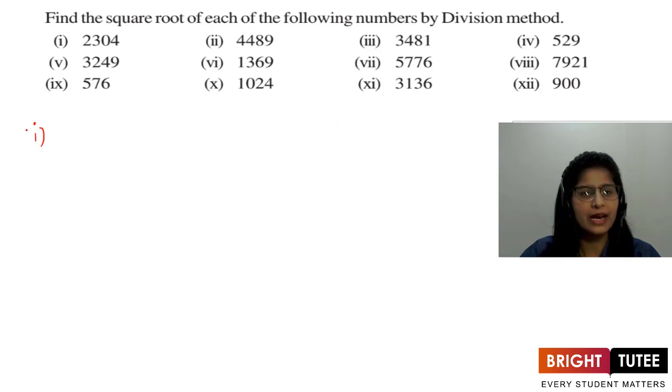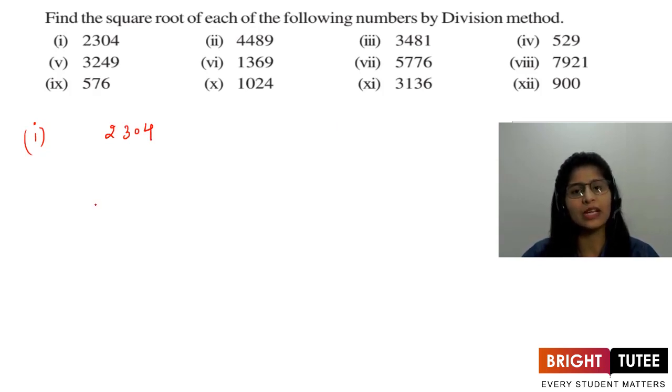In the first part we have 2304. Whenever there is no decimal, we are going to start placing bars from the rightmost digit, that is 4, and take a group of two digits. So 2 digits and 2 digits. Now we will find it out.